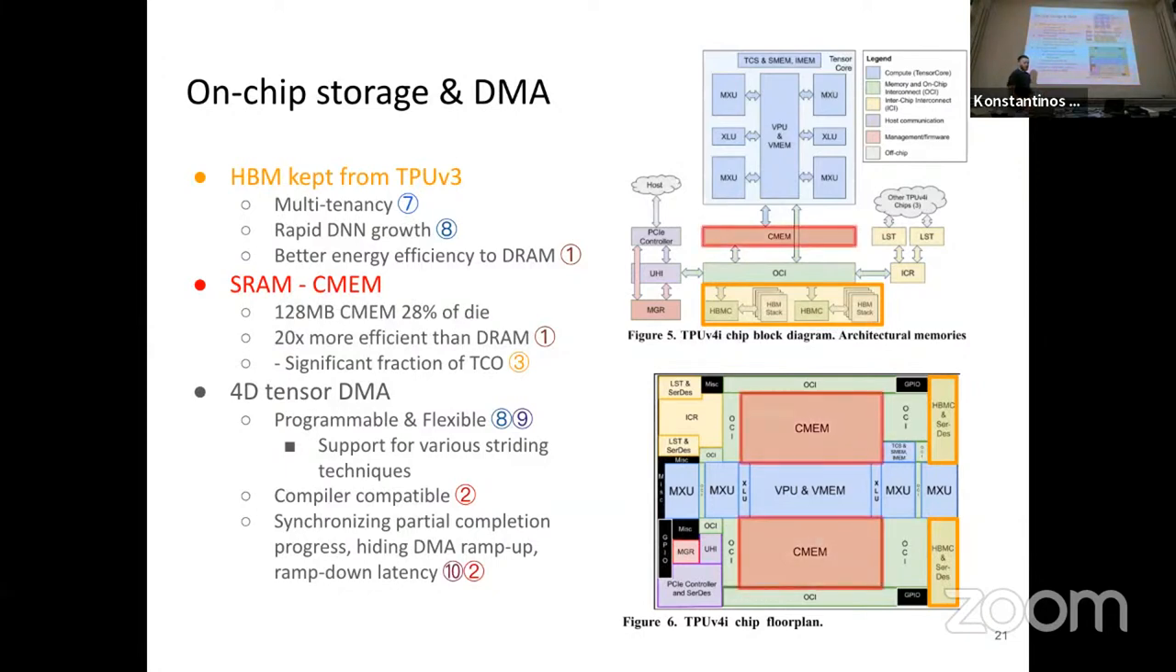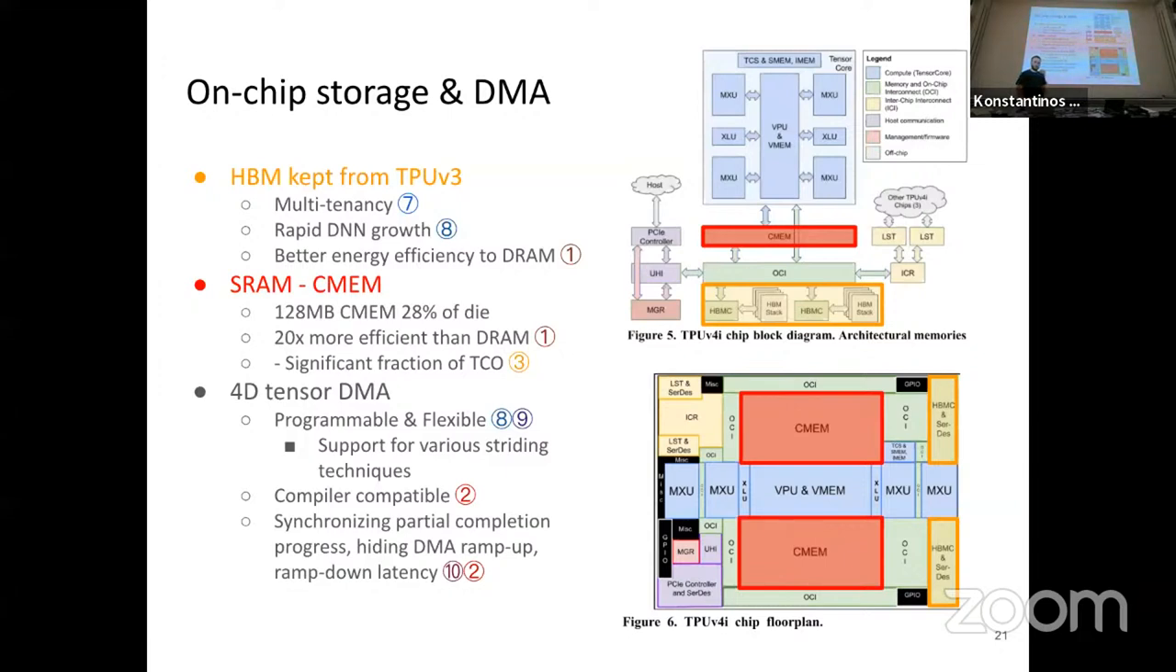Another huge change that they have made was adding this huge CMEM now, or common memory. It takes up 28% of the chip, which means that it's quite a significant area and therefore also capital expense. However, as we will see later, this corresponds to quite a lot of improvement in performance, since they can place very large data structures extremely close to the processing elements, and it's much more efficient than putting them, for example, in the DRAM.